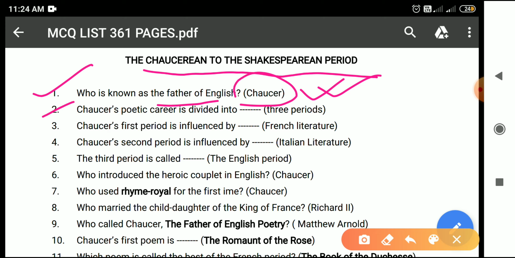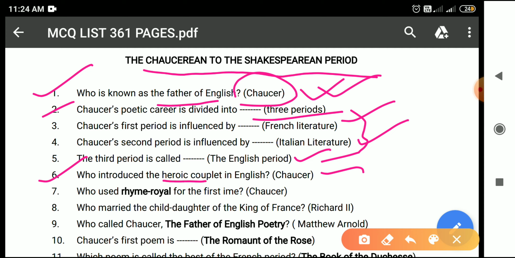Then the second one is, Chaucer's poetic career is divided into three periods. So we know that the French, Italian and the English periods are key. These are the periods into which his literary career has been divided. Okay, so who introduced the heroic couplet in English? It is Chaucer who introduced the heroic couplet in English literature. And who used rhyme royal for the first time? It is also Chaucer who used rhyme royal for the first time in English literature.